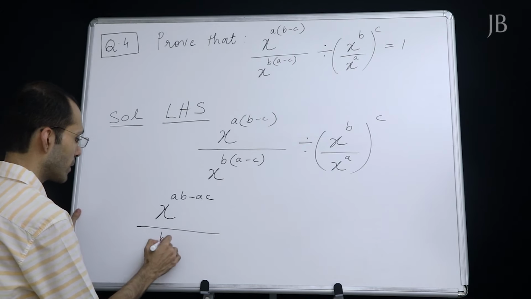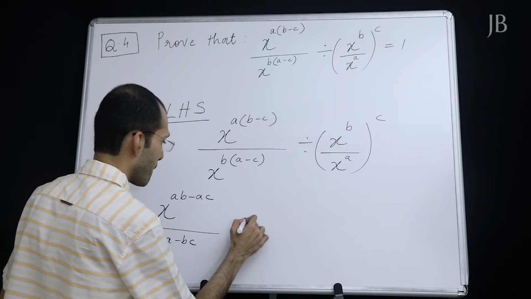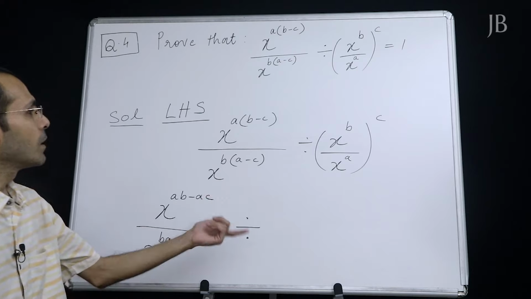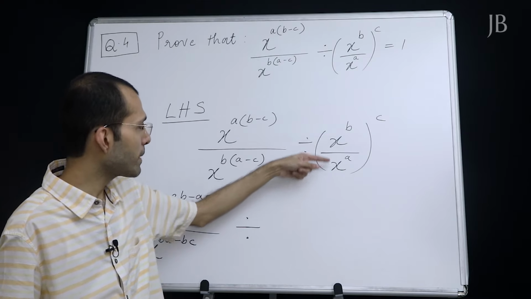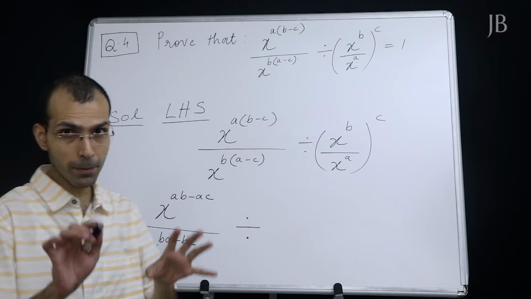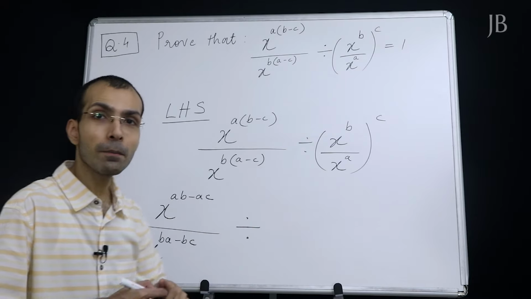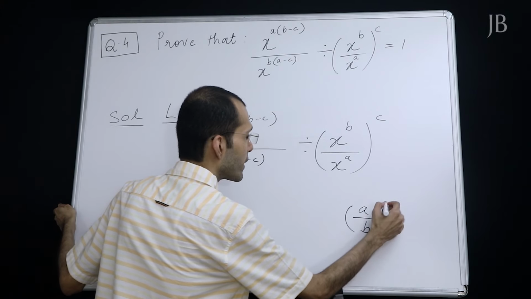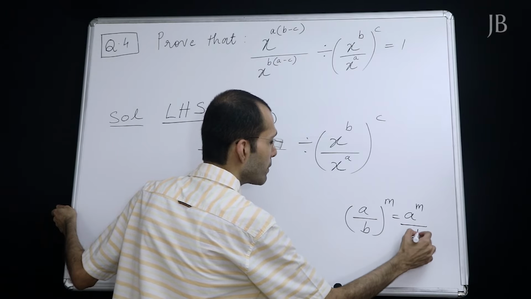X raised to BA minus BC. Okay, now here again the bases are same, so the powers can be subtracted. This is one approach. Other approach will be, you remember this law, A upon B raised to M will be A raised to M upon B raised to M.